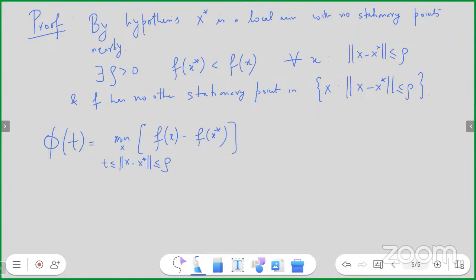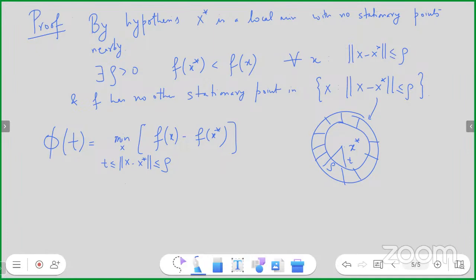Make sense? So what is the picture? Here is some x star. Here is our set of this type with radius rho. And then I'm drawing another annulus with t. And I'm looking at this domain, which is what this minimization is over. So f of x minus f of x star in this domain.